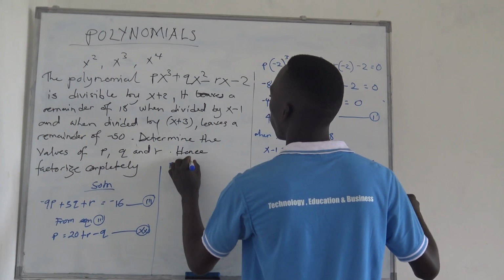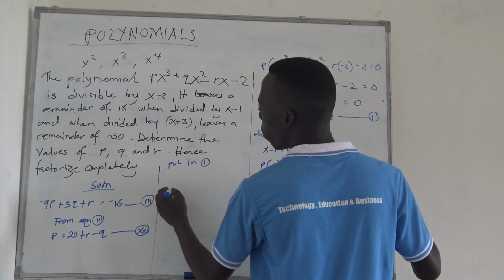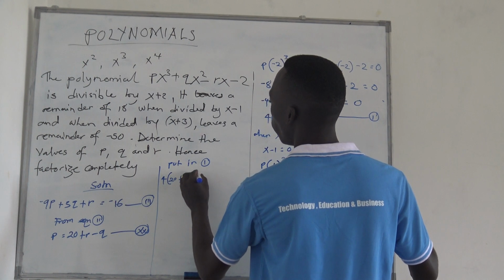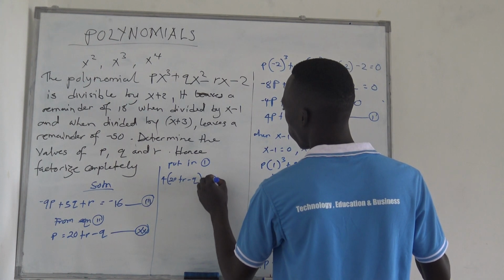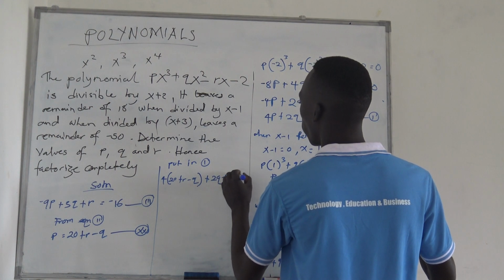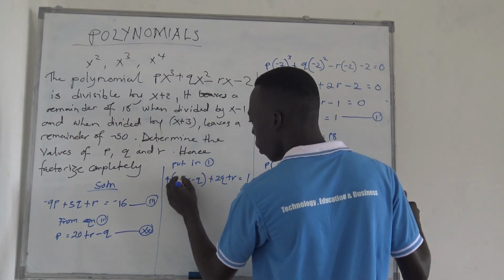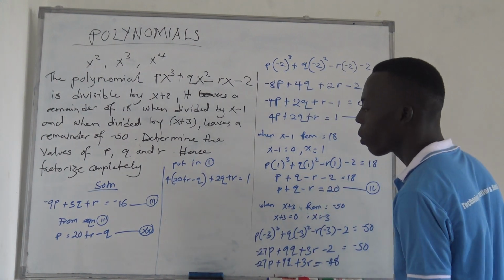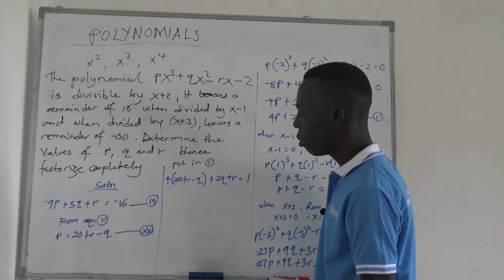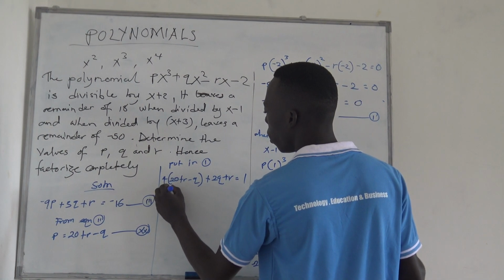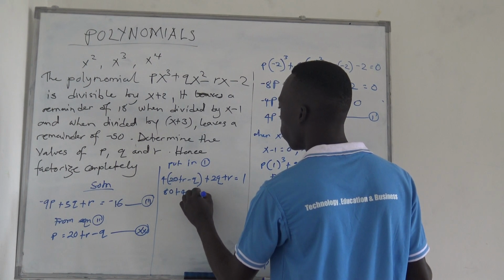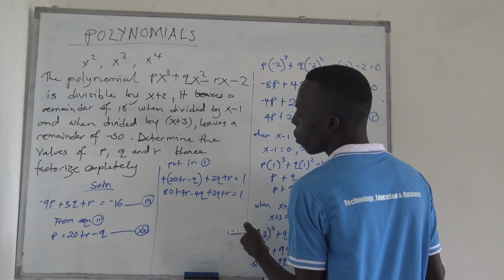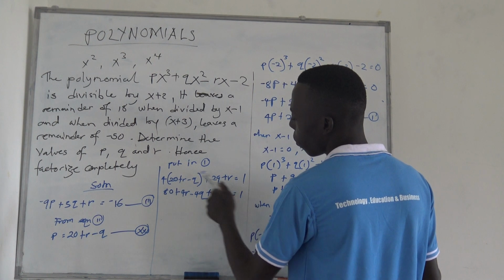So we substitute in the equation, we say put in one. When we put in one, we have 4 into the value of P. P is 20 plus R minus Q. So 4 times 20 plus R minus Q, plus 2Q, then plus R equals 1. So that is what we have. So we multiply the 4 inside the bracket. By doing that, we shall be opening the bracket. So this time, this becomes 80 plus 4R minus 4Q, then plus 2Q plus R equals 1. So now this one comes to the other side. Now we have the 80 coming to this side.